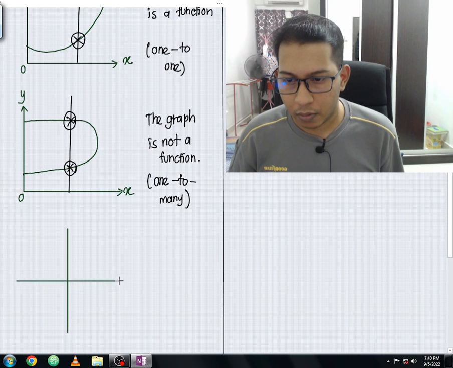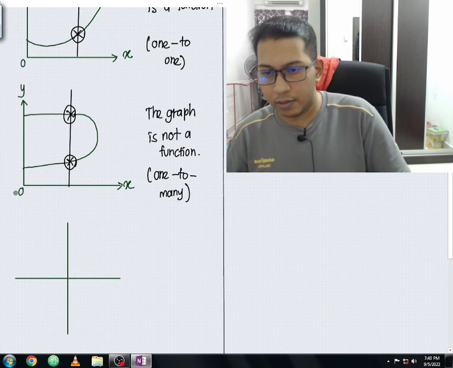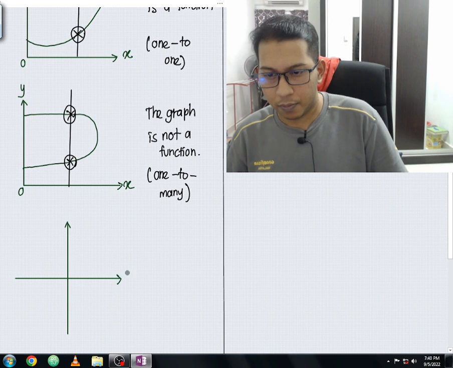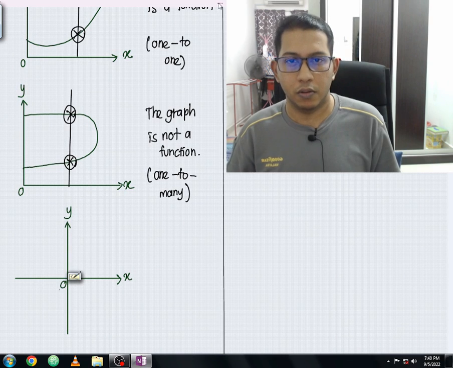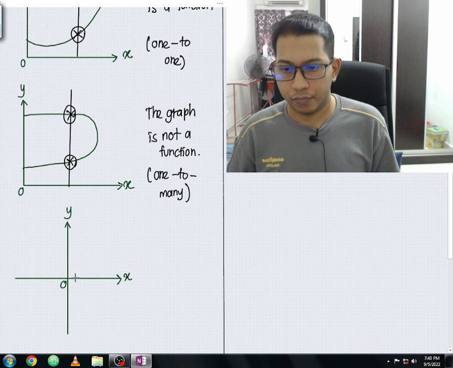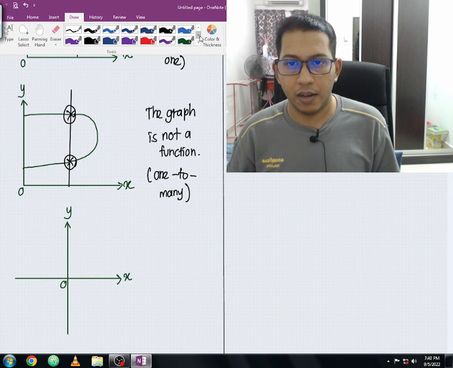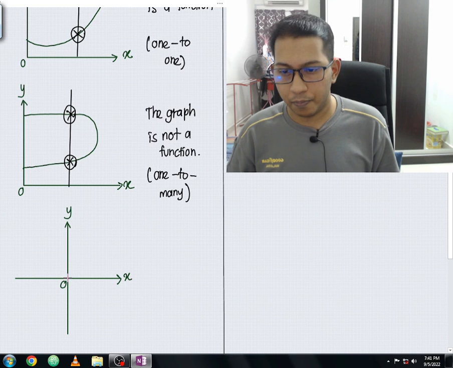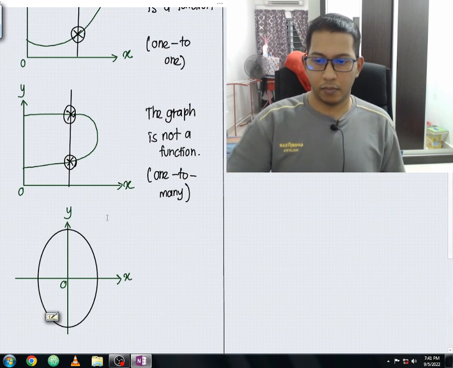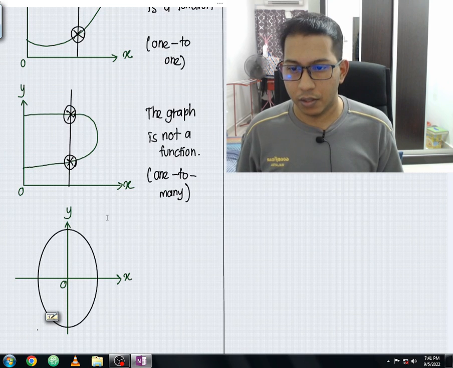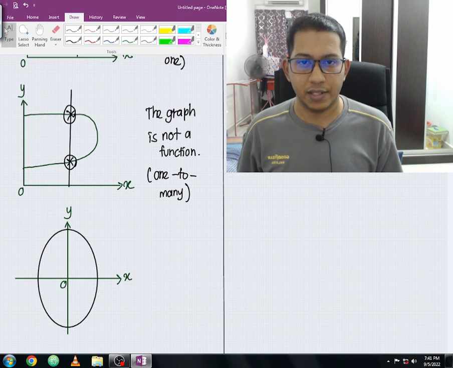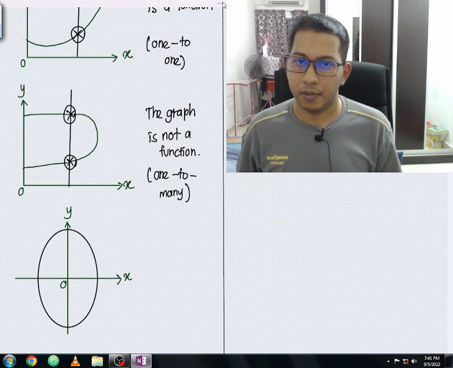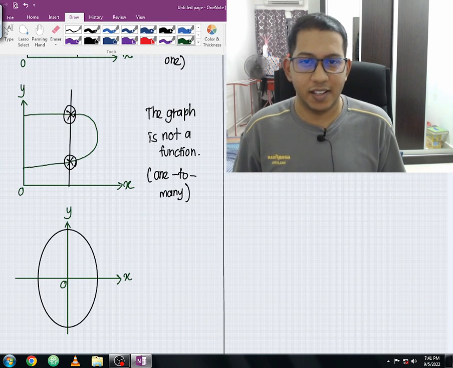Let us draw the axis, origin. Let me draw the graph. So, is this graph a function or not? Let us check it together.